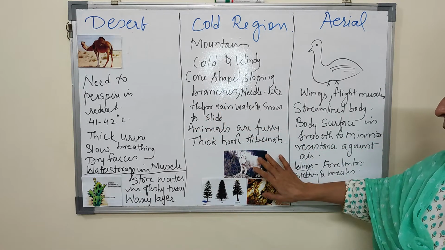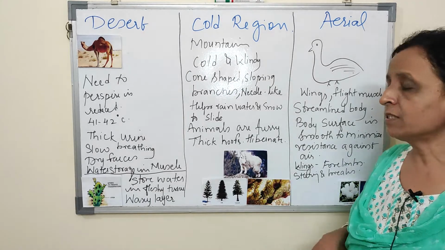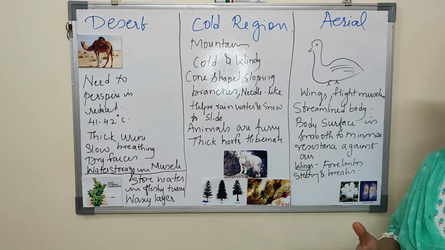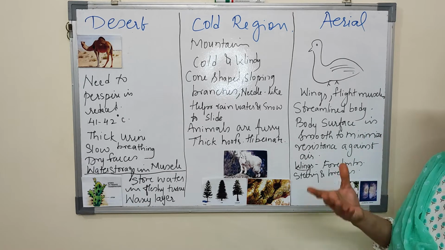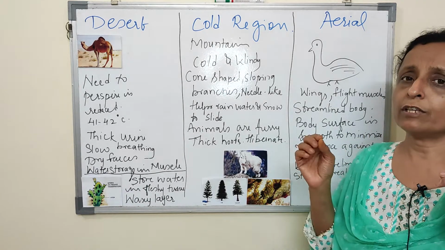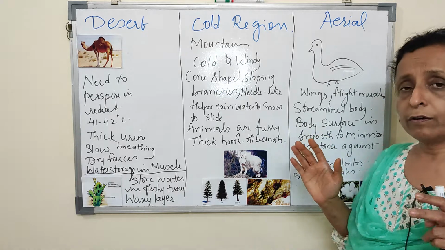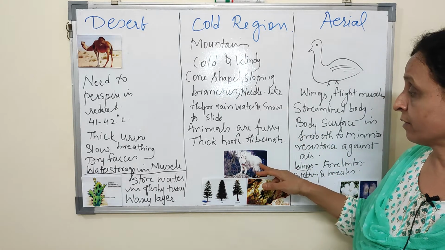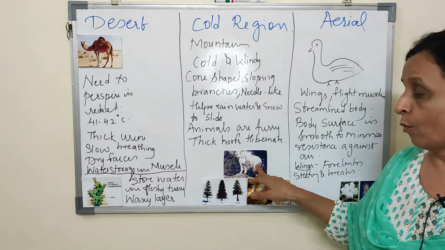Animals here, you can see this goat. The animals here are very thick and furry, because they have to protect themselves from the cold, so they have to be thick and furry so that they don't feel cold. It is warm and able to exist in the cold region. This is the mountain goat.